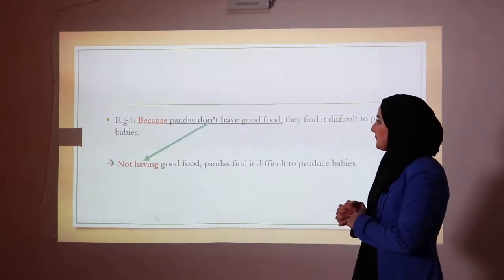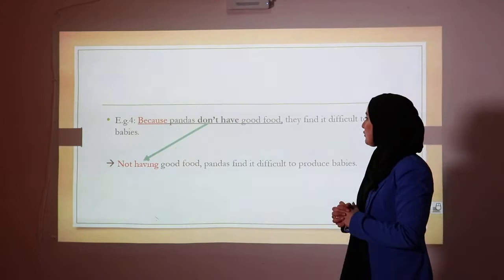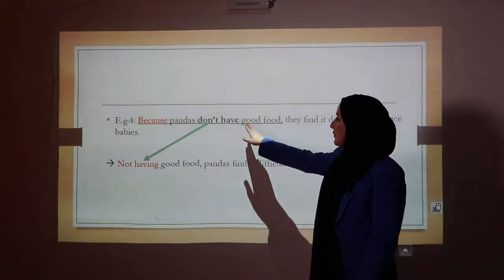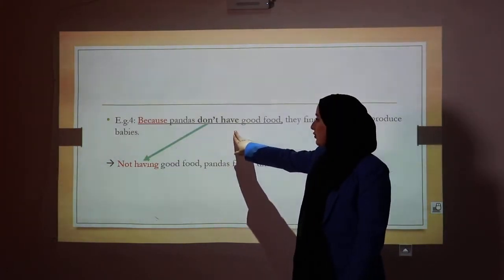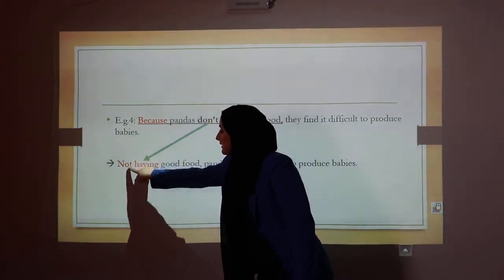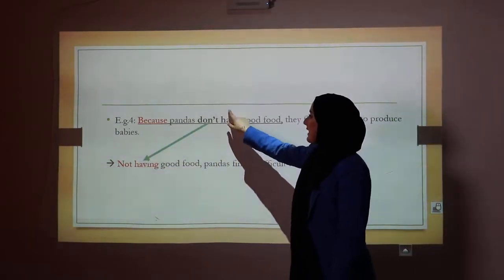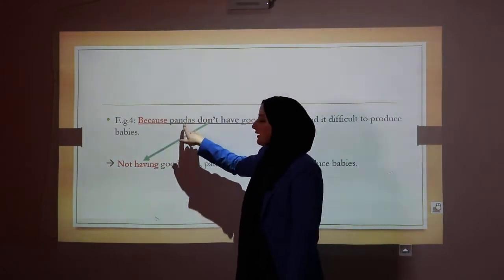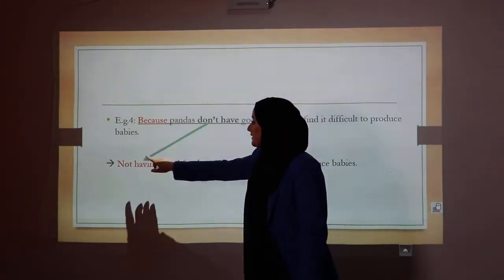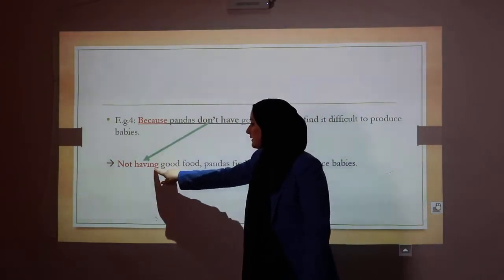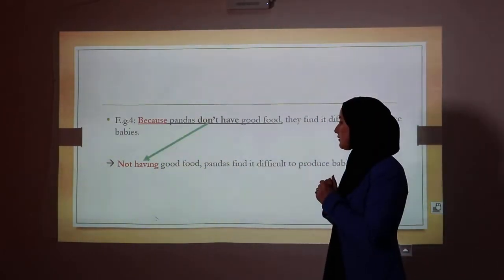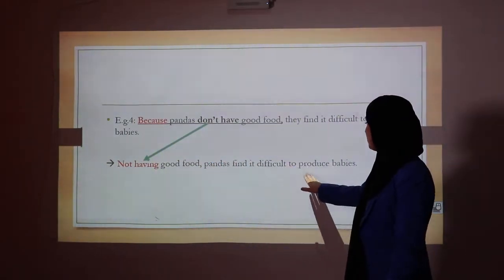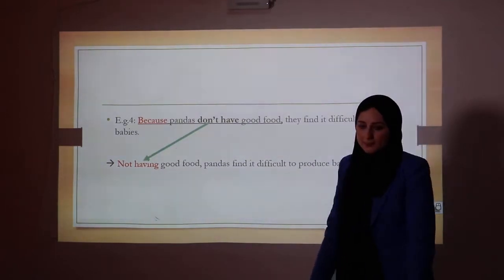One more example. Because pandas don't have good food, they find it difficult to produce babies. This is the reason. It's a negative form of the verb, so start with not. The main verb is have here, so it becomes having. Get rid of the connector and get rid of the subject too. Not having good food, this is the reason, and the sentence becomes shorter as you notice. The result, comma, the result is pandas find it difficult to produce babies, full stop.